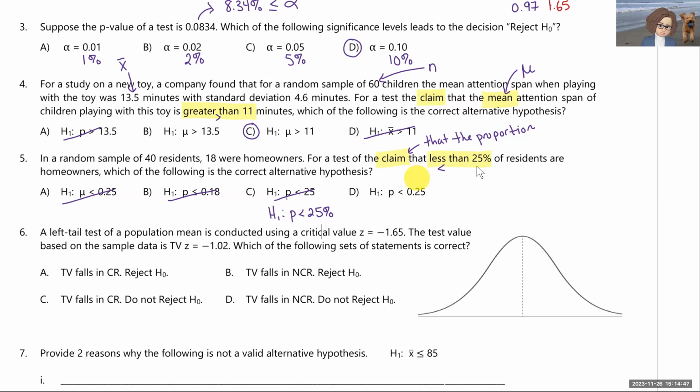So the correct answer is here. 25% written in decimal is 0.25. So that would be correct. This would be as well if that was available to us.